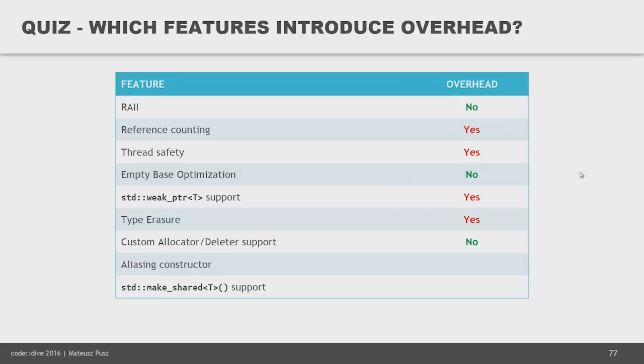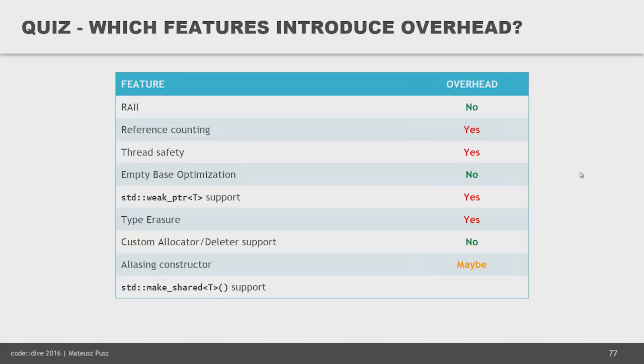Custom allocator deleter support that we analyzed. I would say, because of the empty base optimization, it doesn't provide you any additional cost here. All those functions, allocate, deallocate, even allocator traits, tend to be inlined pretty nicely by all the compilers, and there is no function call overhead whatsoever.